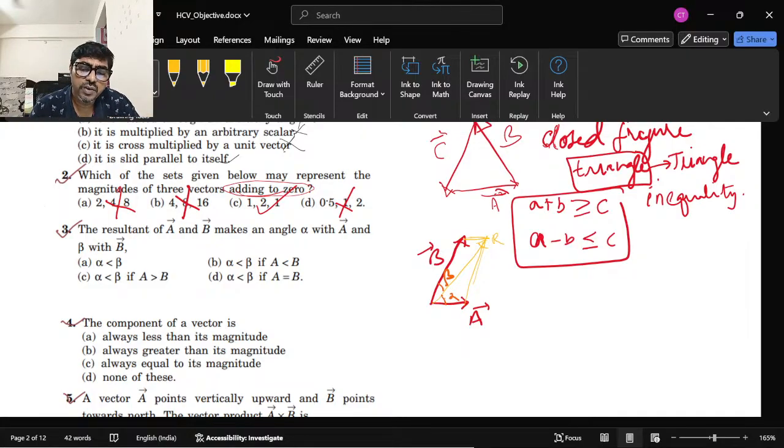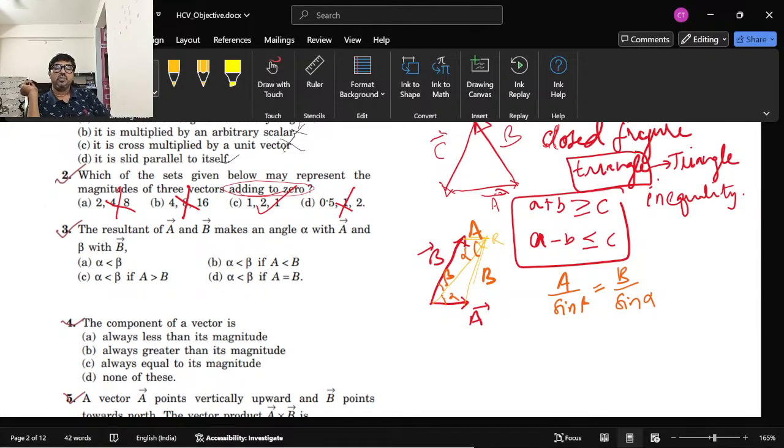What is opposite to alpha? B. What is opposite to beta? A. So we have the sine rule. A by sine beta equals B by sine alpha. So A by sine beta, B by sine alpha. Correct? And this is alpha.